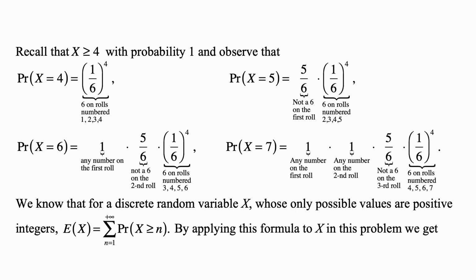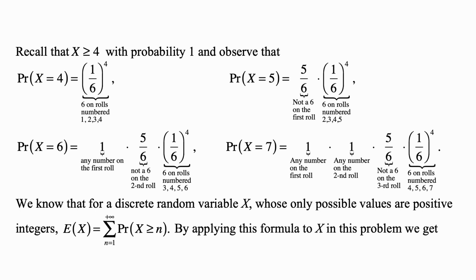Probability that x is 6 is 1, which is any probability of having any number on the first roll, times 5/6, which is probability of getting not a 6 on the second roll, times 1/6 to the 4th, which is probability of getting 6 on rolls numbered 3, 4, 5, and 6. And probability that x is equal to 7 is 1, any number on the first roll, times 1, probability of any number on the second roll, times 5/6, not a 6 on the third roll, times 1/6 to the 4th, which is probability of getting 6 on rolls numbered 4, 5, 6, and 7.